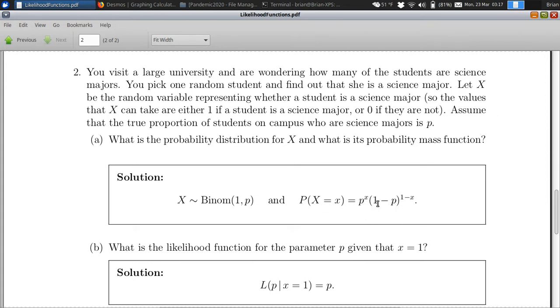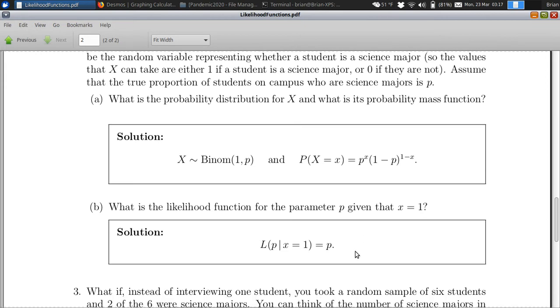And p is a parameter, x is the actual value that we might get. We might either get 1 or 0 science students in our sample. Okay, cool. Now change that into a likelihood function. You just change perspective. You take this formula and you plug in the value of x that you know.